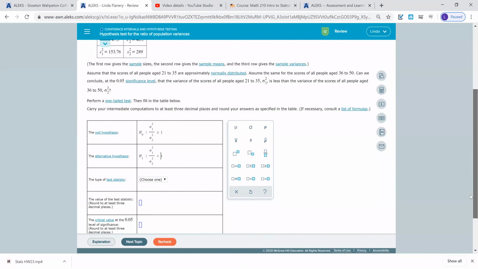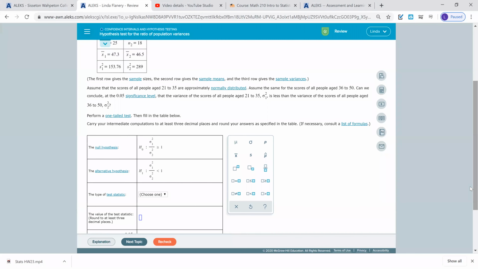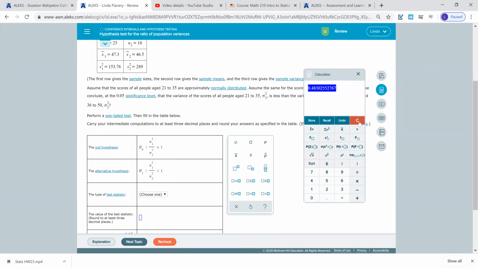And so we are then going to find the value of our test statistic. In order to do that, I'm going to grab my graphing calculator and take the variance of the first divided by the variance of the second. So 153.76 divided by 289 gives us a test statistic. Oops, I better do my test first. My test is an F test. For the degree of freedom in my numerator, I have 25 here, so 25 minus 1 would be 24. For the degree of freedom in my denominator, 18 minus 1 would give me 17.